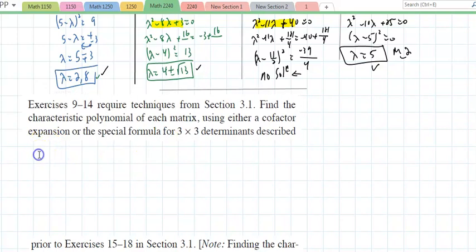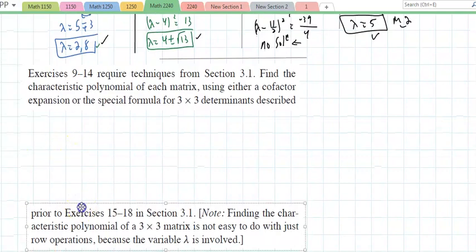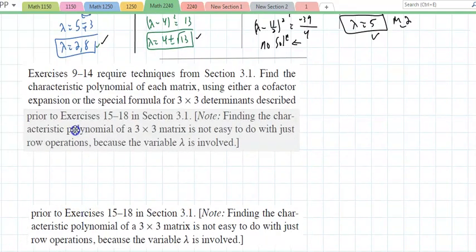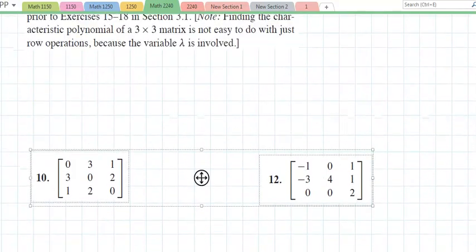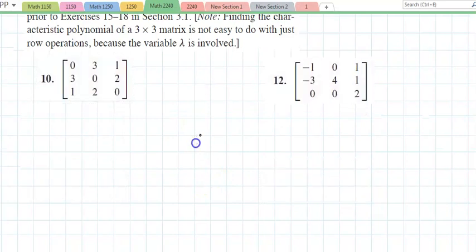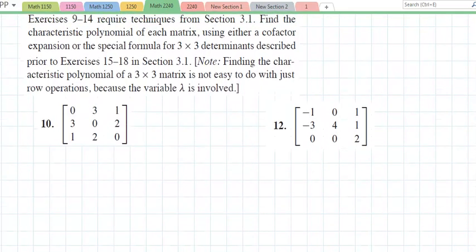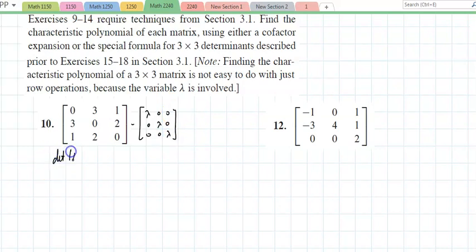Now, find the characteristic polynomial for each matrix. Use either cofactors, whatever that is. We're not really concerned with that. We know how to do this already. And I have 2 more to go. So we're crunching this, figuring out the characteristic equation, A minus lambda I, that's lambda, 0, 0, 0, lambda, 0, 0, 0, and lambda. Lambda across the diagonal, and all the other entries are 0.